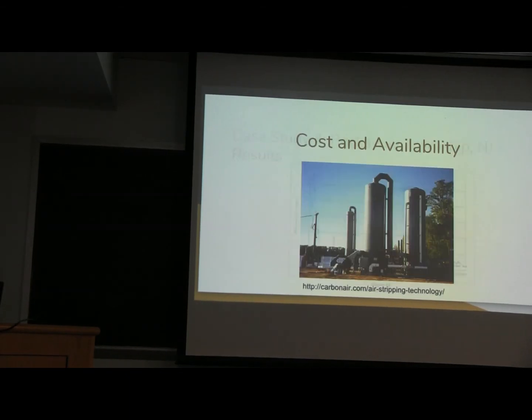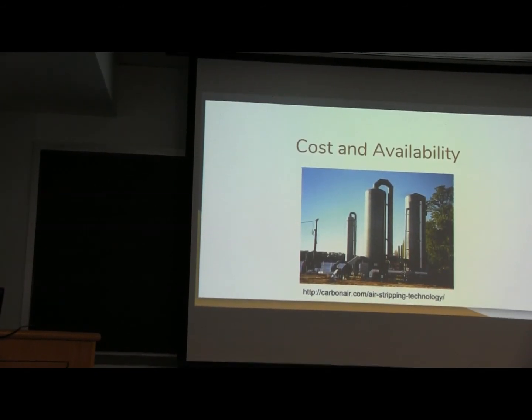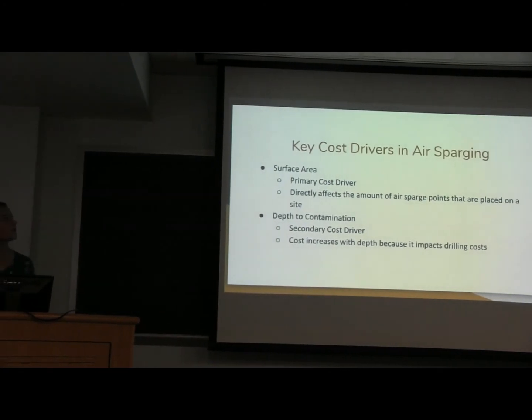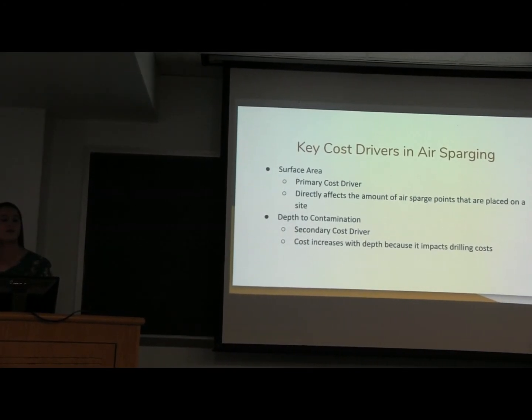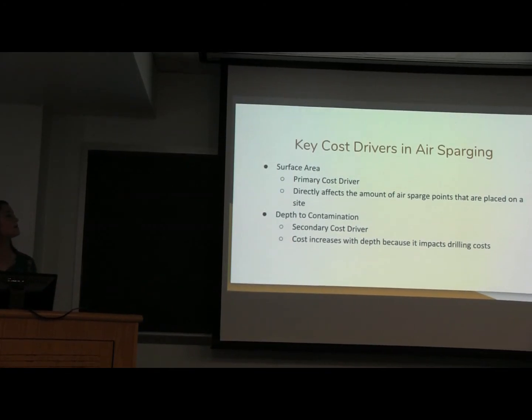All right, I'm going to finish the presentation off by talking about the cost and availability. So first, I'm going to talk about air sparging, and there's a few things that are going to drive the cost up or down. The first is surface area, which is the primary cost driver, so that affects how many air sparge points are going to be placed on a site. And the second is the depth to contamination, so that kind of makes sense. I mean, the deeper you go down, the more money it's going to cost.